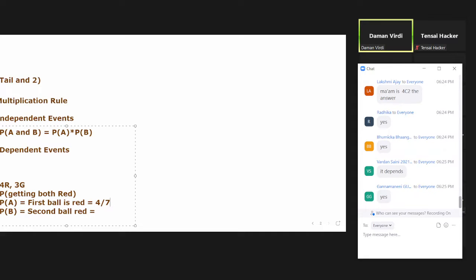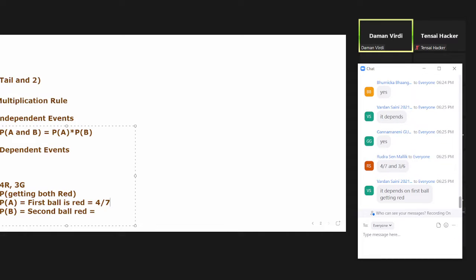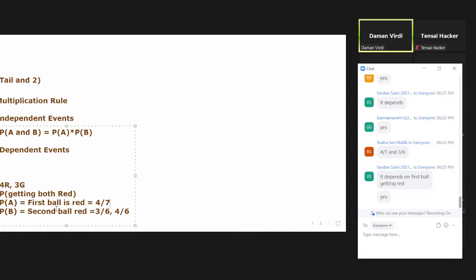Now see, the probability of getting the second ball red depends on two possibilities. If in the first time we choose a red ball, then it would be 3 by 6. And if in the first time we choose a green ball, then it would be 4 by 6. So the second ball being red depends on whether the first ball was red or green, right? So this is calculated as a conditional probability, P of B given A.